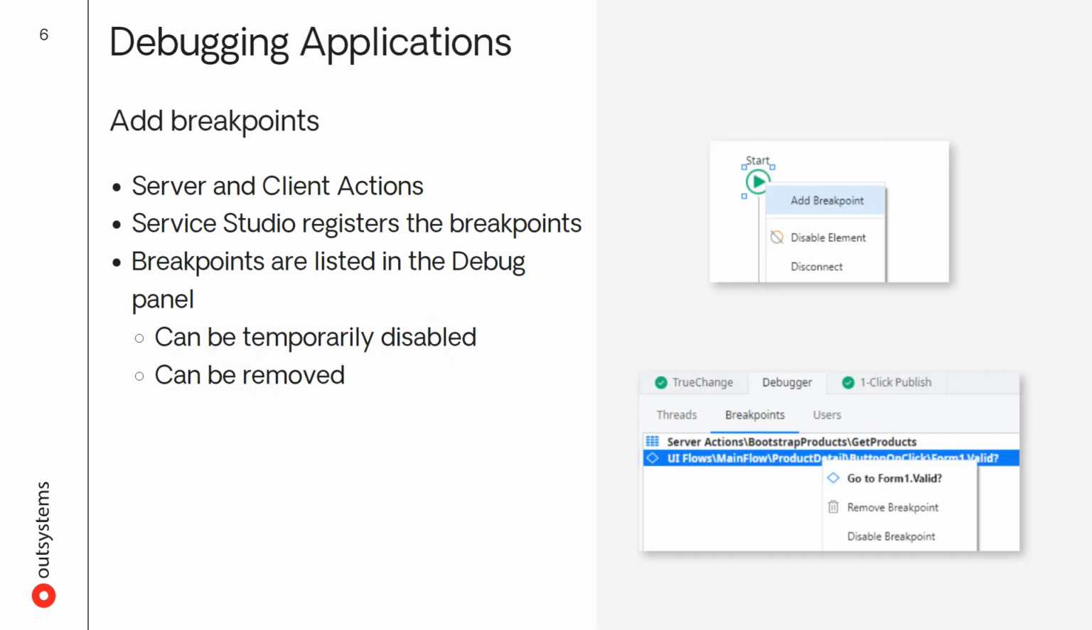Breakpoints are places where code execution will be suspended later on. To add breakpoints, in logic flows, right-click an element and add the breakpoint. Service Studio then registers the breakpoints and lists them in the debugger panel. Then, while debugging the application, whenever the execution goes through a piece of code with an active breakpoint, the execution will automatically stop. Breakpoints can be disabled and removed at any time.